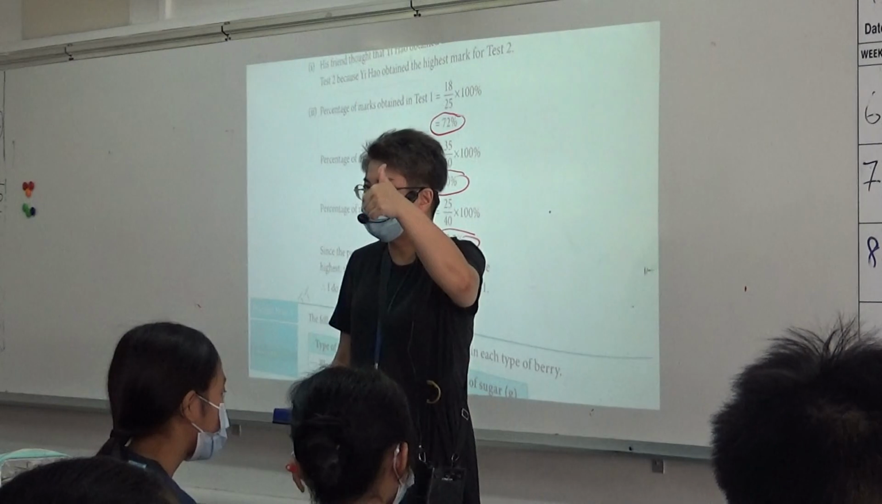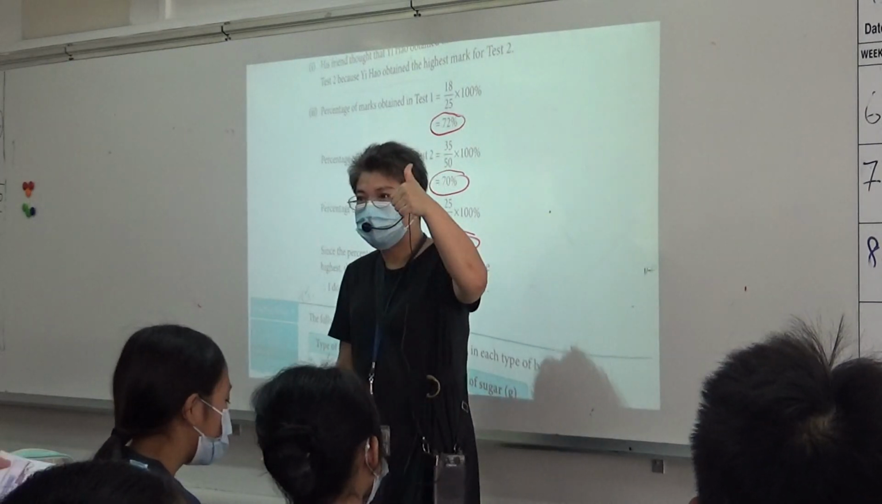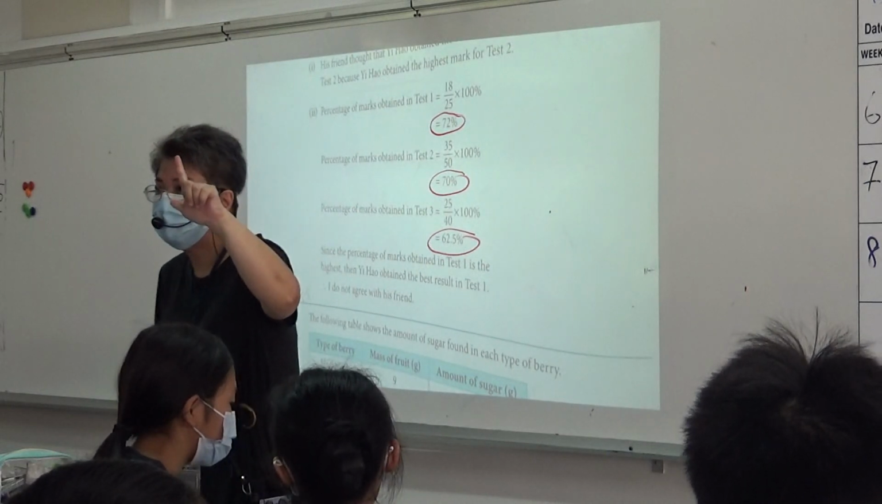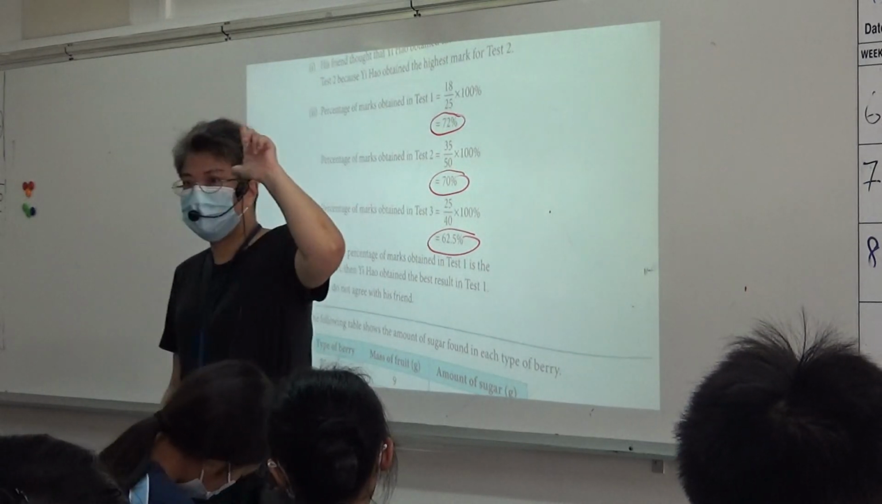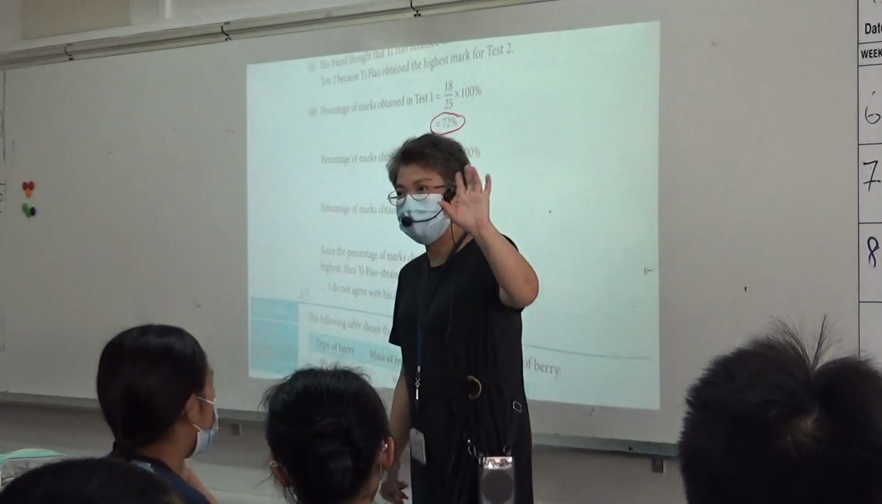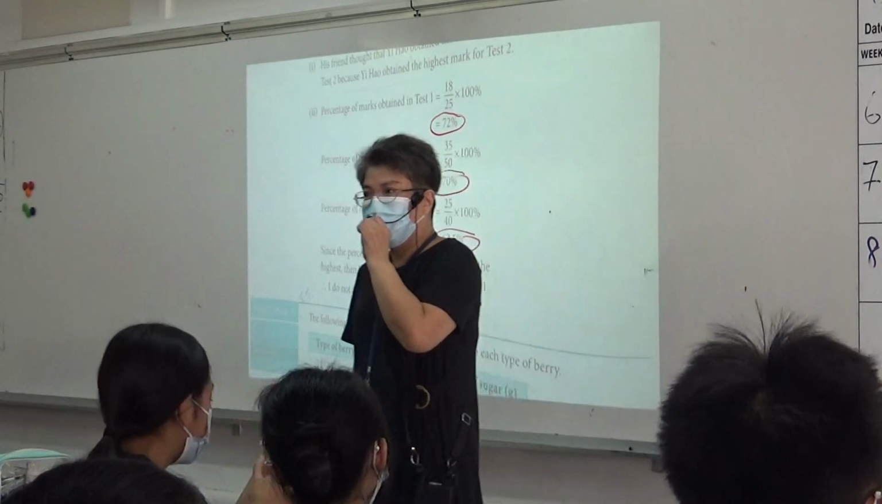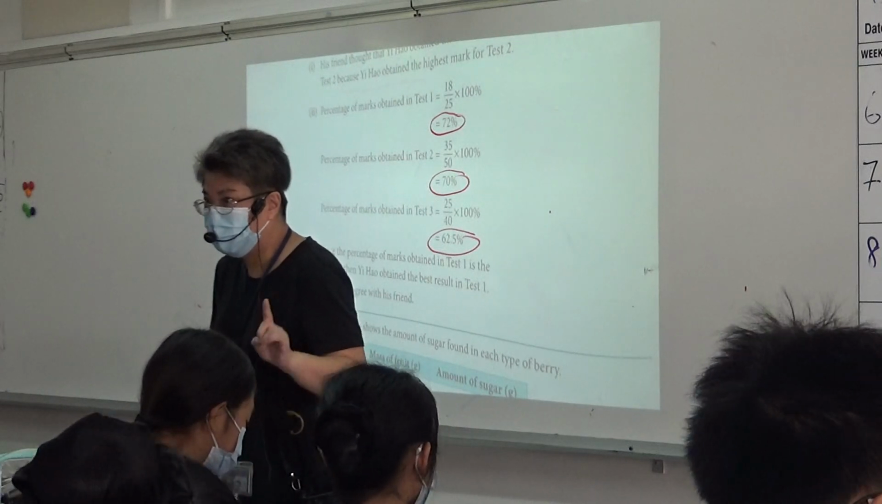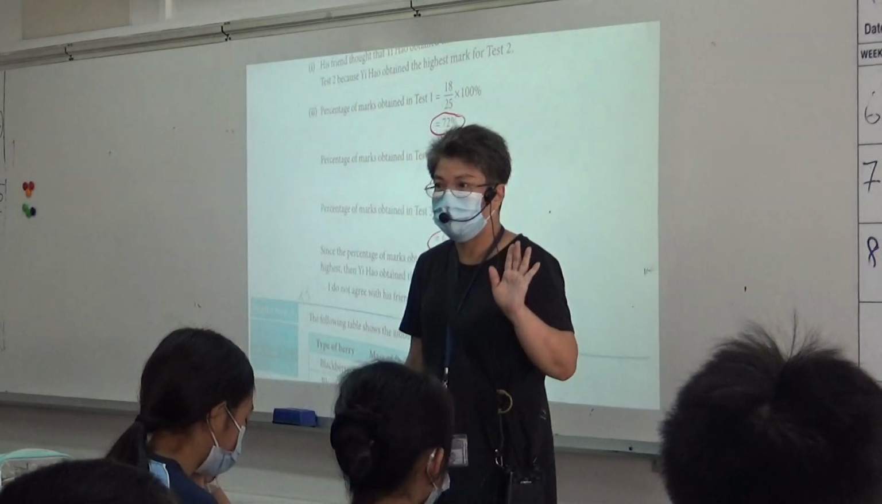We know how to change percentage to fraction and decimal. We learn how to change fraction and decimal back to percentage. Then we learn how to find percentage and so on and so forth. Altogether, I did 9 examples. Is that clear? That will be enough for you to do exercise 8A.